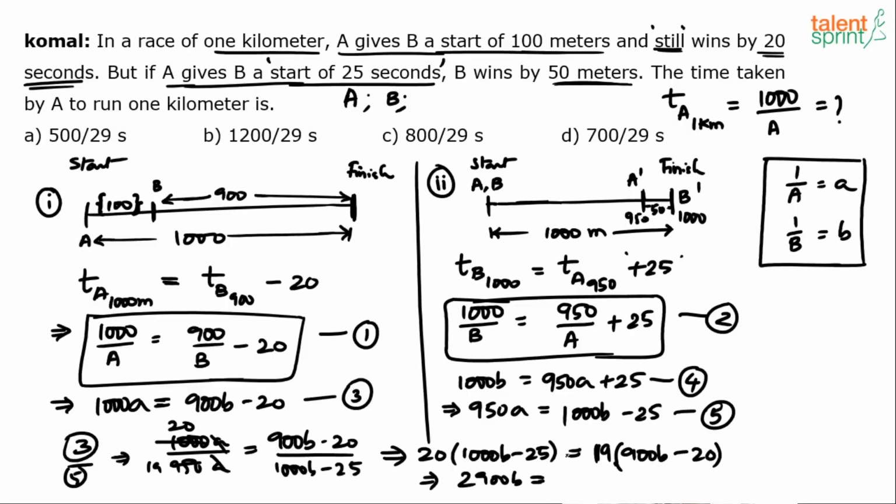equals 19 into 20 is 380, minus 380 basically, and 20 into 25 is how much? 500. So minus 500, minus this 19 into 20, 380. You're able to follow? 20 into 25 is minus 500, goes on that side, becomes plus 500. Plus 500 minus 380 is 120. So small b is 120 by 2,900, which implies capital B is 2,900 by 120.